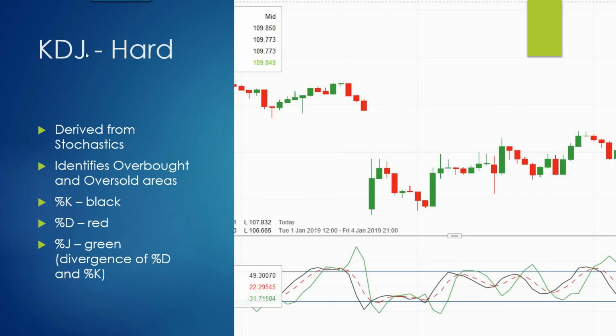Now, you also have the KDJ, which is an oscillator. It is a harder oscillator to trade. It is derived from the stochastics, but what the oscillator does is it adds a %J, which is a divergence of the %D and the %K, which are in the basic stochastics. Again, you would use this to, for example, identify divergences or to identify the overbought and oversold areas. The %K is your black line, the %D is your red line, and then the %J would be the divergence of the D and the K.